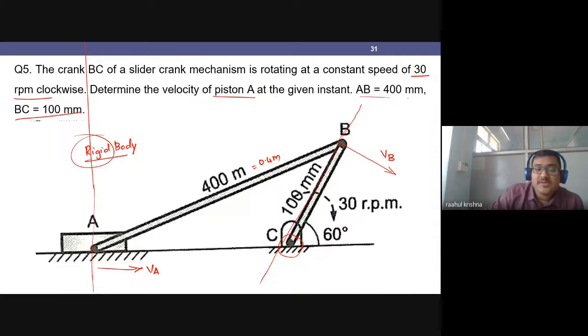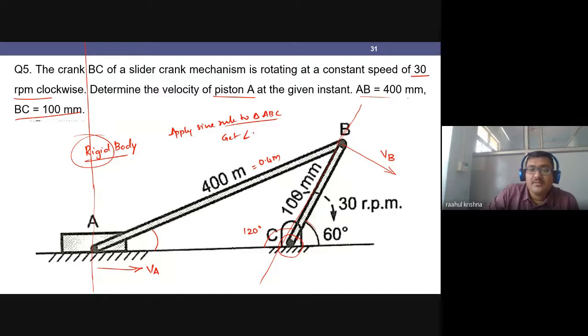Here in this case, I was given that at this instant this angle is 60 degrees, so I have to get this angle. This angle I can directly write as 120 degrees, but this angle I'll be finding out using the sine rule for triangle ABC. So apply the sine rule to triangle ABC and get angle BAC.